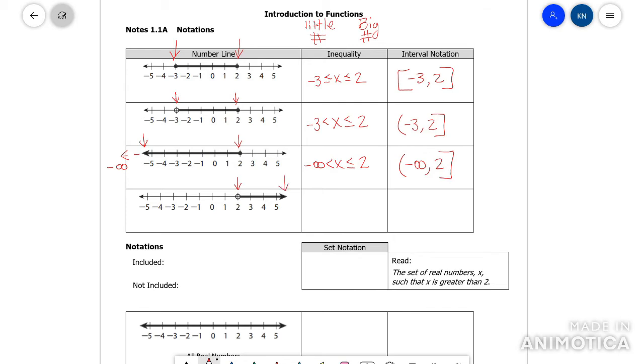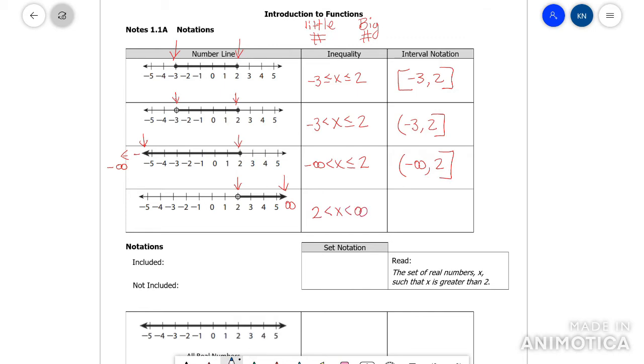That means it's going to keep going forever to the right towards positive infinity. So if I wanted to write this as an inequality, 2 is my little number. It's an open circle, so I just use a less than, x in the middle, and then it's less than infinity.